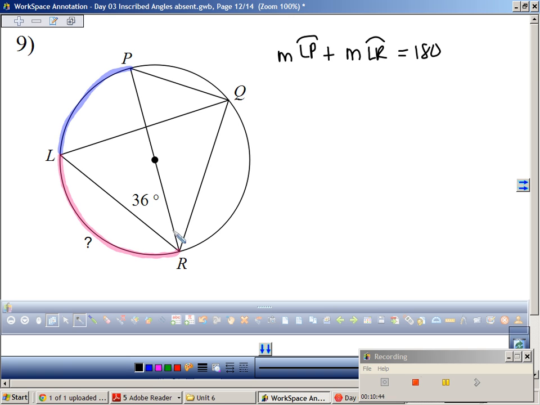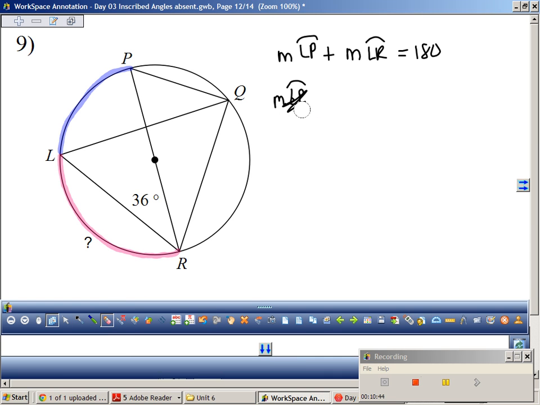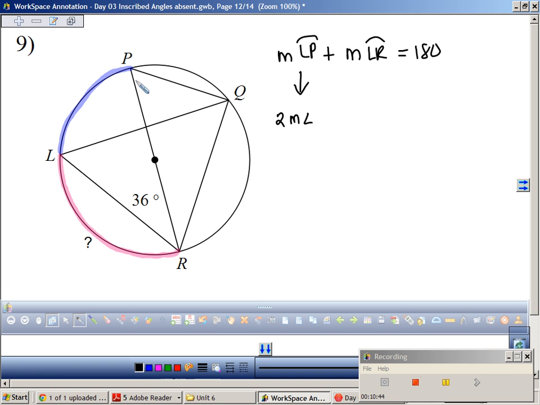Well, I know I have more information here. I know I have the measure of LRP is going to be half of this measure. So let's see how I want to write this. LP is twice as big. So the measure of arc LP, I'm sorry, I should just substitute. That would be better. We're going to substitute this one for twice as big as the measure of angle LRP.